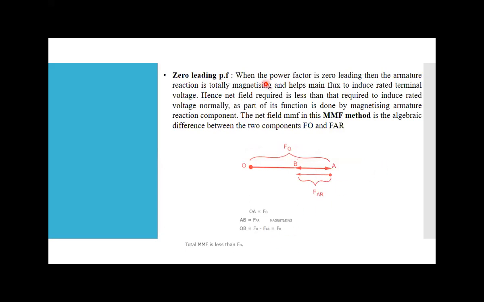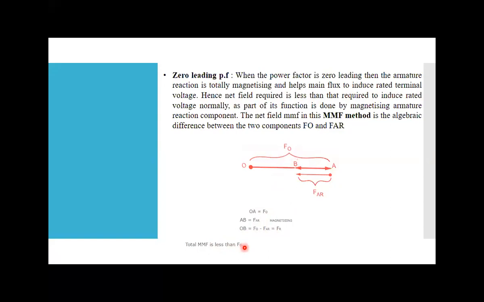So you can see here, when my power factor is zero leading, the armature reaction is totally magnetizing and it helps the main flux to induce the rated terminal voltage. Hence the net field required is less than that required to induce rated terminal voltage. OA is again FO, and FAR is now in the opposite direction, so my OB is equal to FO minus FAR. I require a much smaller resultant flux to generate the open circuit voltage, so total MMF required is less than FO.